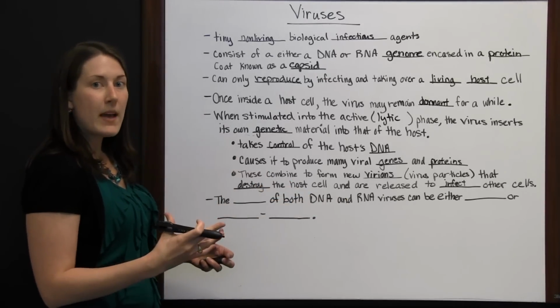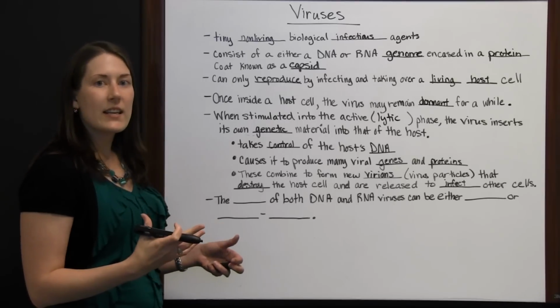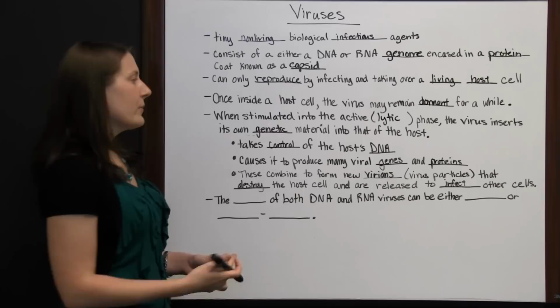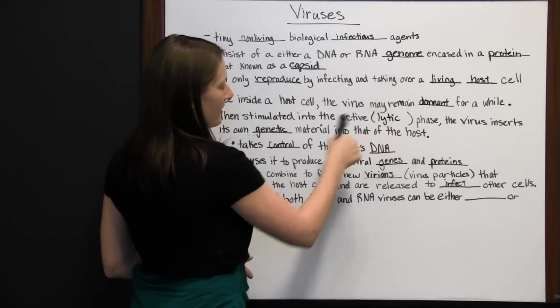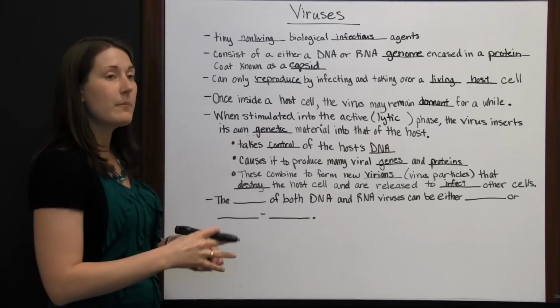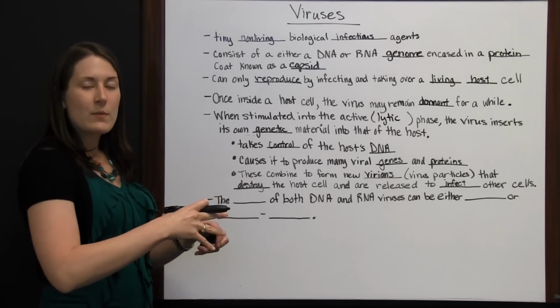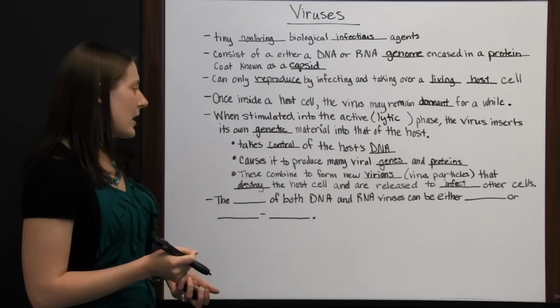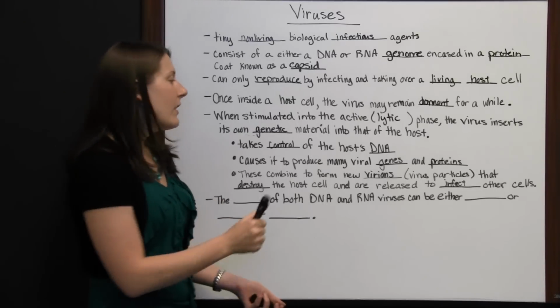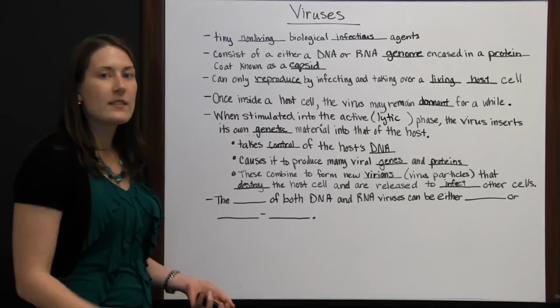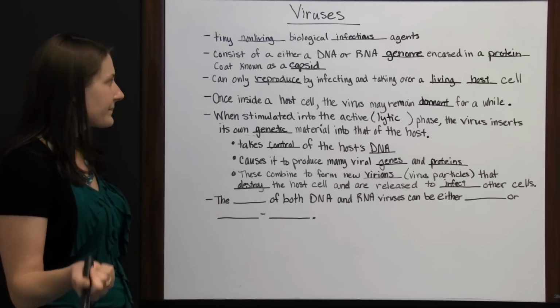more are being made so fast that the cell can't keep up, and the cell is going to burst or lyse, which is where we get the lytic cycle or lytic phase from, because the end result is going to be the cell lysing or bursting open. And once it bursts open, all these virions are released to infect other cells and go and repeat the process.